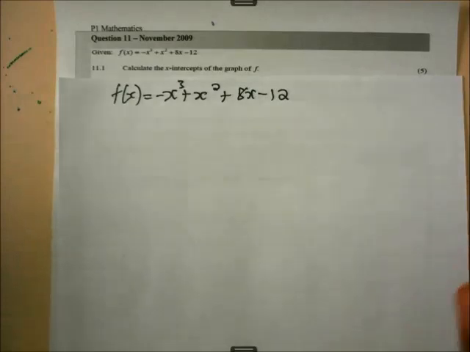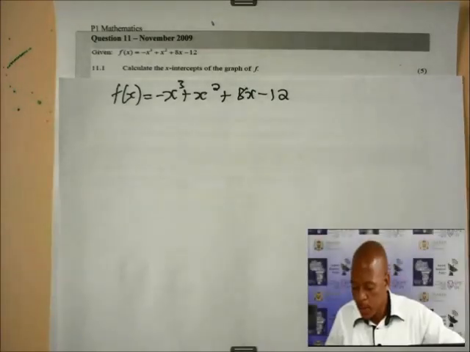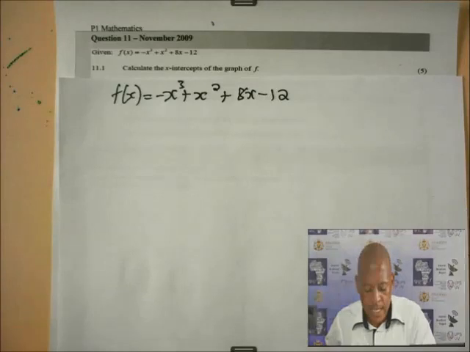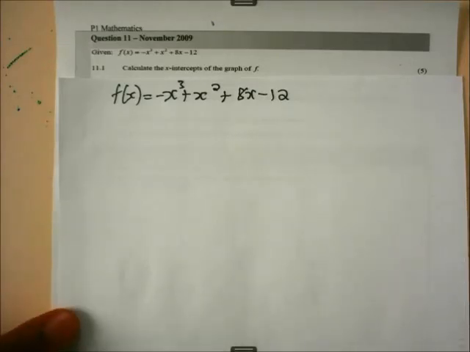Thank you, boys and girls. Let us see now what it is that we must do. What is the first thing that we must do here, boys and girls? Of course, we said when you find the x-intercept, we must let f at x be 0.